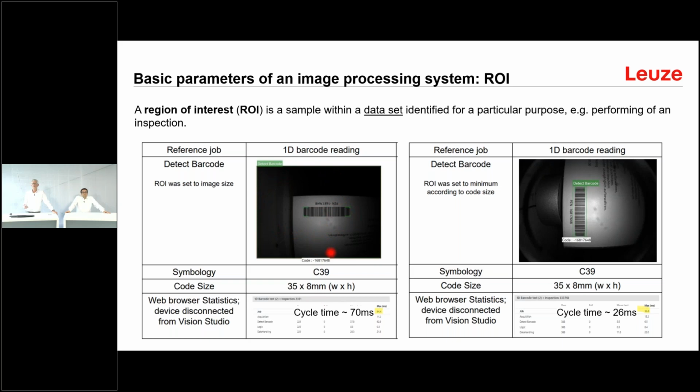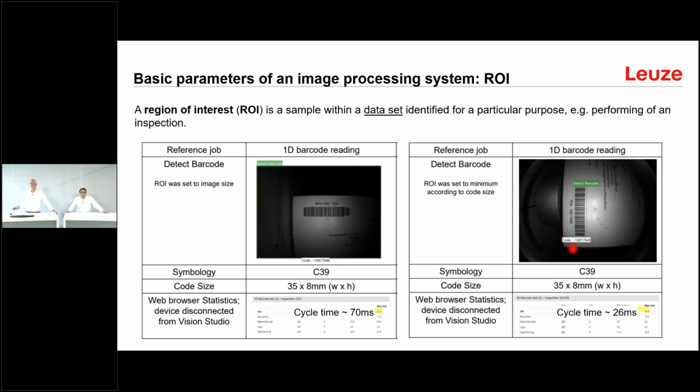So then for this code here, a C39 code with these dimensions, the cycle time for the high resolution model is roughly 70 milliseconds. And if you are doing the same and you are reducing the ROI to the size of the code, like seen here, you see there's a green frame around the barcode.